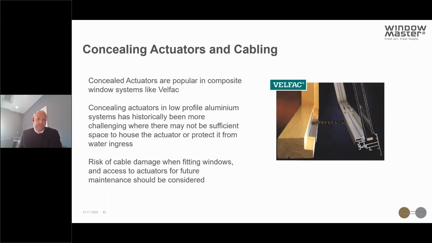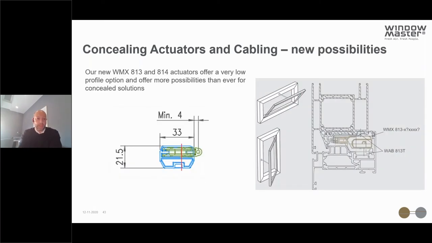And with concealed actuators, I think it's important just to consider things like the risk of cable damage and also how you access those motors going forward for maintenance should it be required. So concealed actuators, really nice when the solution is well proven and developed, and that's something that we're happy to work with you on, but there's also some extra technicalities that need a little bit of thought and a bit of planning. With our newer actuators, WMX813 and 814, they are super low profile and they give more flexibility than ever to look at concealed arrangements within specific window profiles, and that's something we'd be really happy to consider with you.